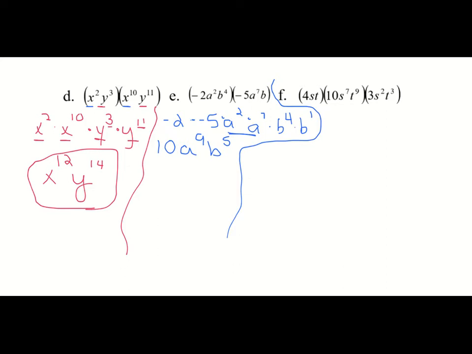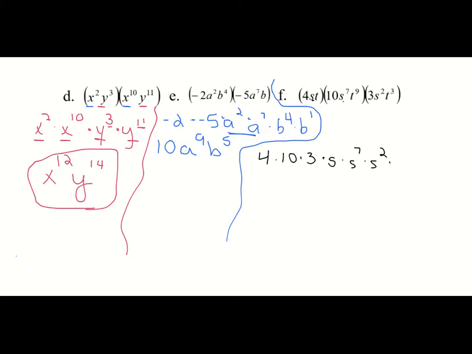All right, let's take a look at our last one here. We have F. And again, separate it all out. So I'm going to start off with my numbers. So I'm going to have 4 times 10 times 3. And then look at your s's. So it's going to be times s to the 7th times s to the 2nd.